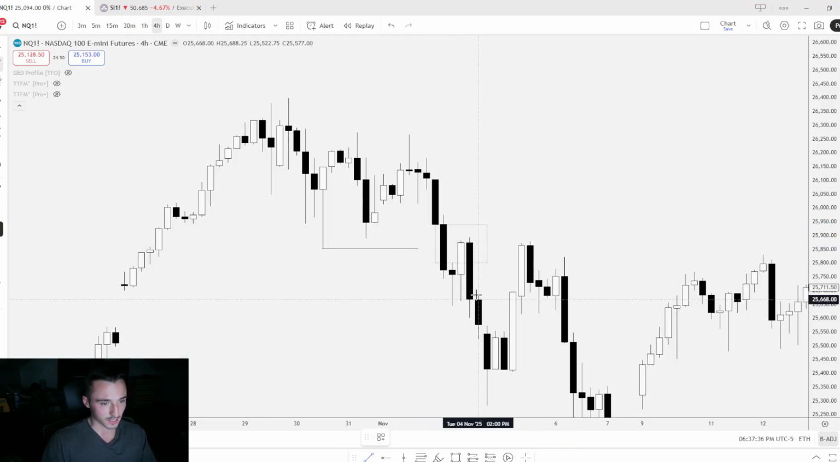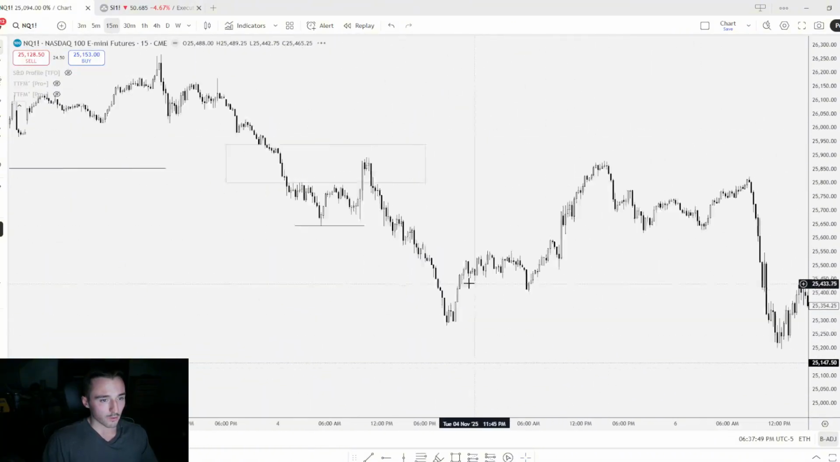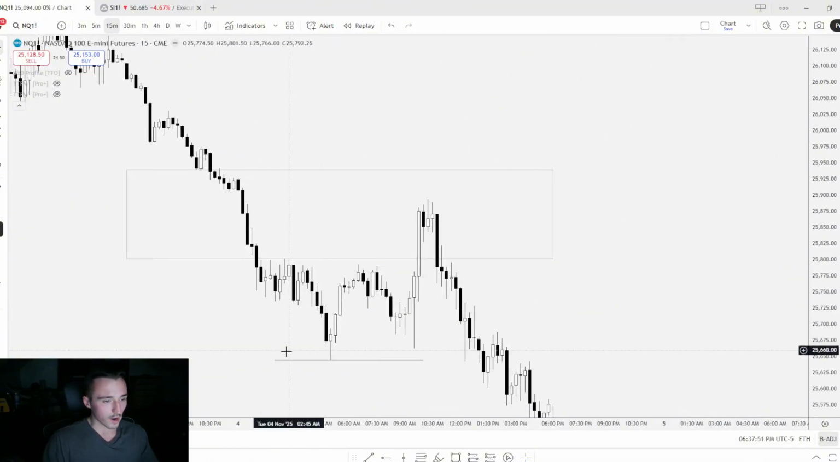What do we look for after that? Well, this now becomes our external liquidity. And you might be thinking, why does that become external liquidity? Let's just go down to the 15 minute. Right? If we go down to the 15 minute, where's our low at? Right? This is that 4 hour low.